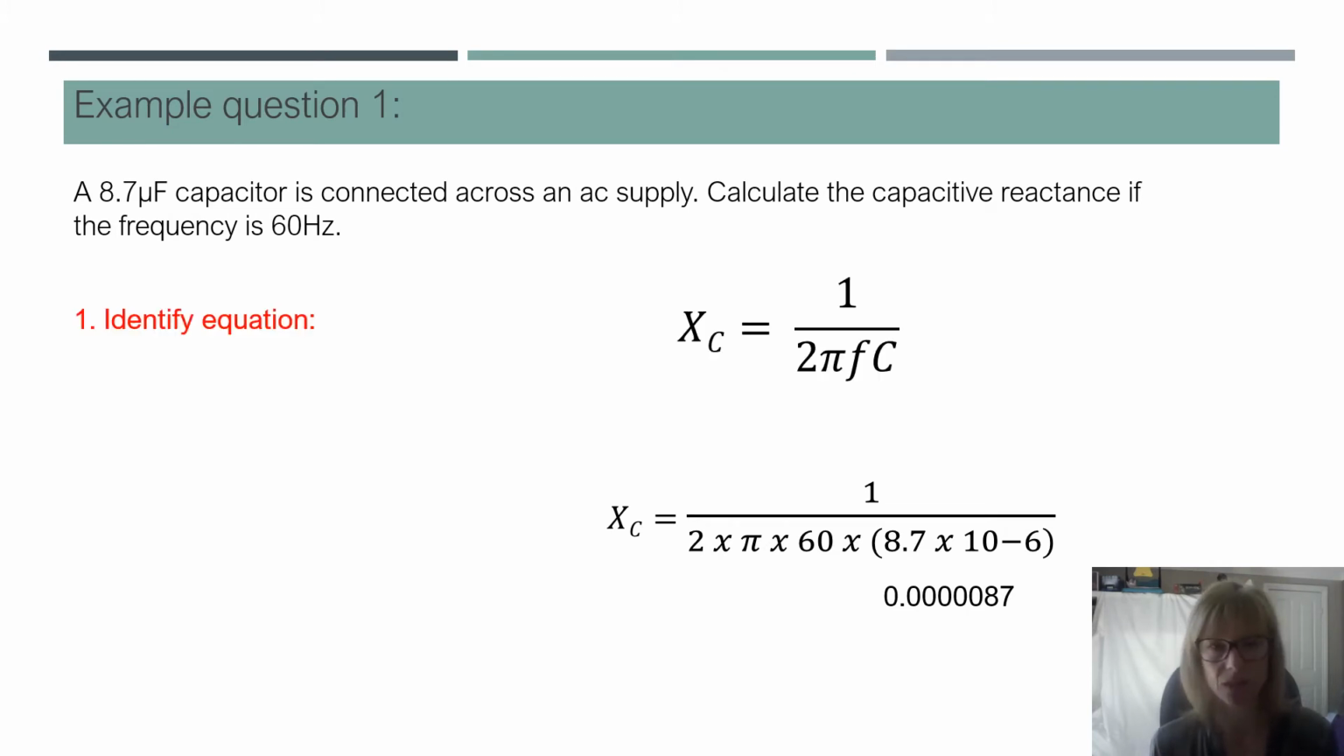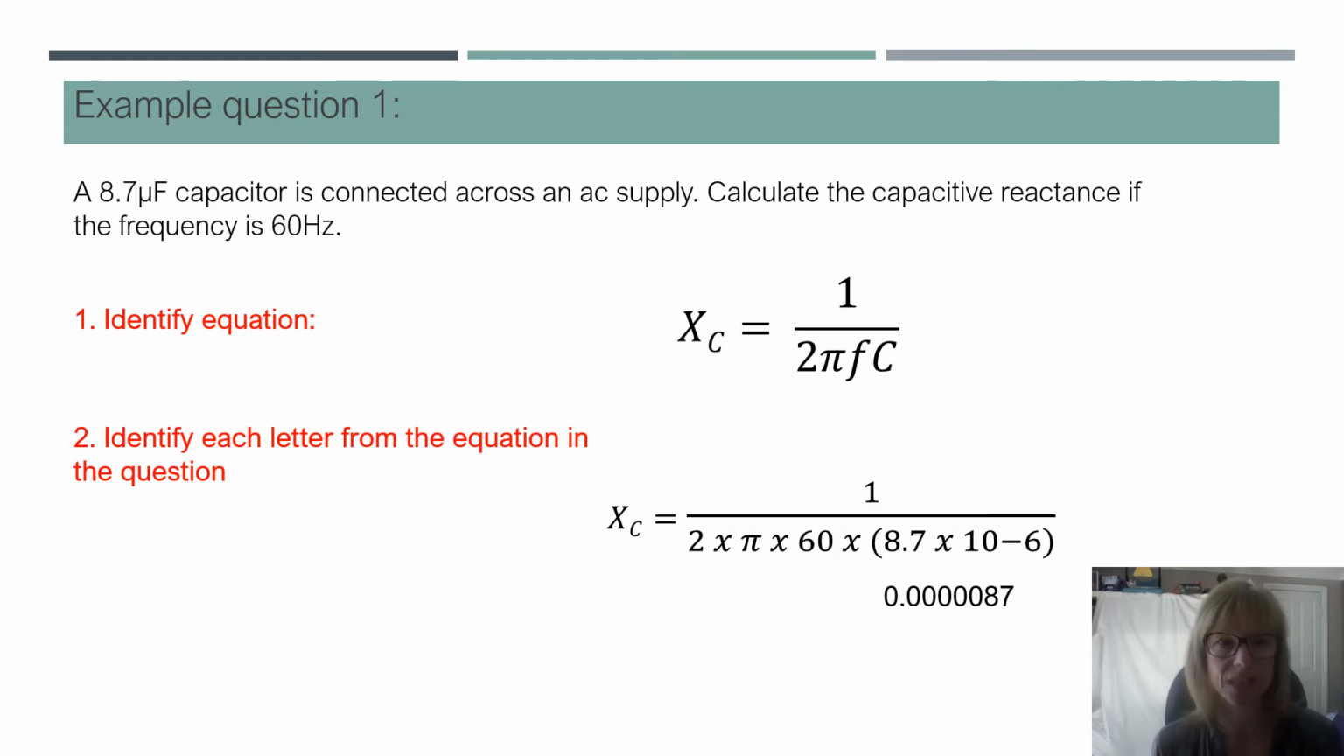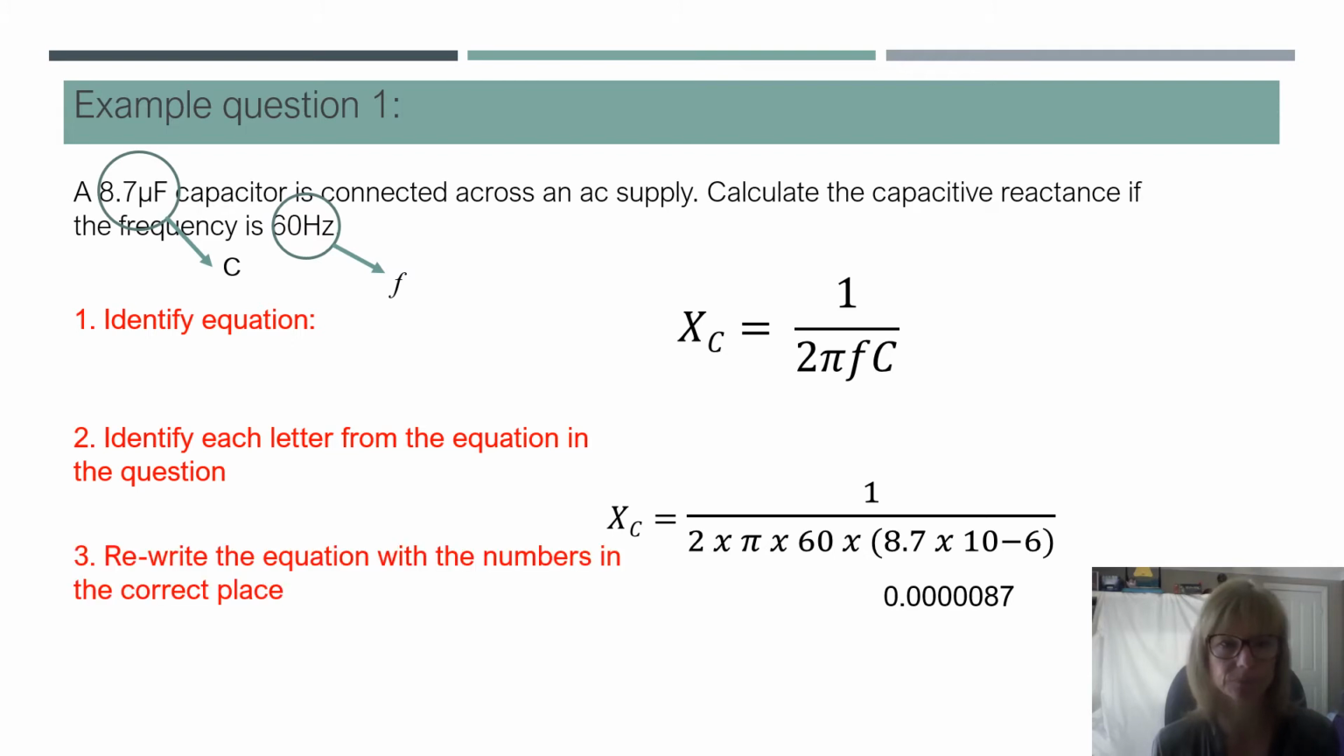Sorry about that. The first step is to identify the equation, which is the one I had on the previous slide to memorise. The second step is to identify each letter in the equation. Here, the 8.7 microfarads is our C, and the 60 Hertz is our F. Now we rewrite the equation with the numbers in the correct place, and that's what we've got here.